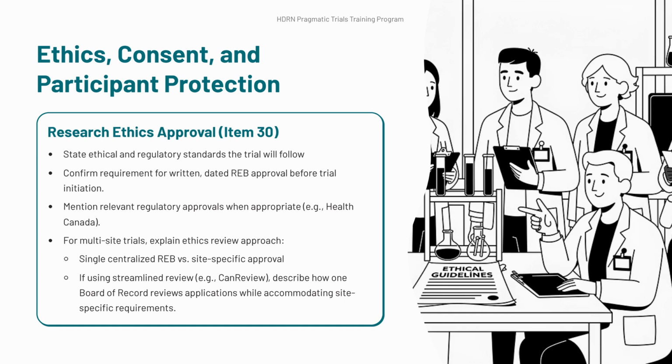For multi-site trials, explain how ethics review will be coordinated across sites. For example, whether you will use a single centralized REB or require approvals from each institution's local REB. If you're using a streamlined process, briefly describe the board of record approach and how site-specific requirements will be handled.